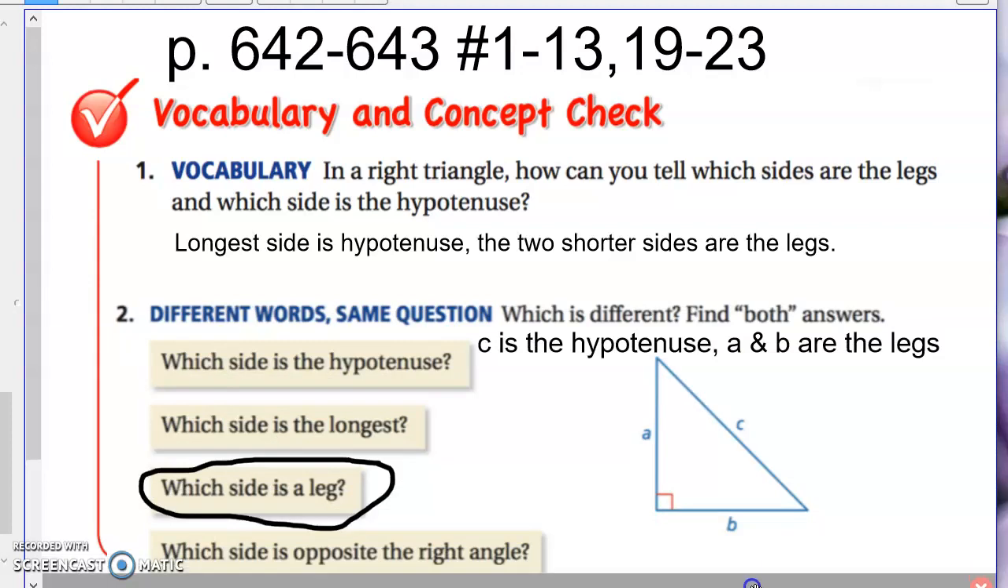Second question's a little bit of a longer one. It says, which is different, and then find both answers. Well, which side is the hypotenuse? That's referring to C. Which side is the longest? That's referring to C. Which side is a leg? Well, that's referring to either A or B. And which side is opposite the right angle? That's again referring to C. So the one that's different is which side is a leg. And then to find both answers, I would say C is the hypotenuse and A and B are the legs.